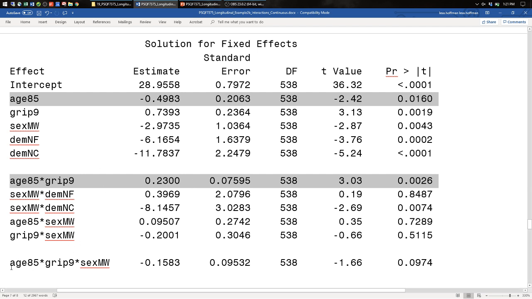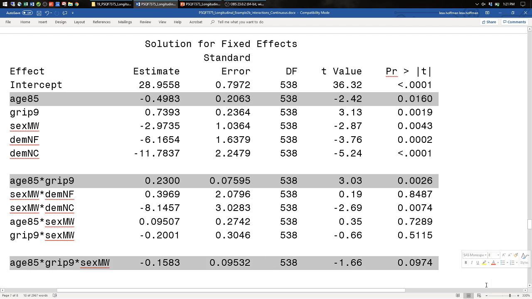Now we pick up the third one. And I know this isn't significant, but just play along as if it were, because I want you to know what to do with the numbers. So the 3-way interaction moderates the 2-way. So I would say the 2-way interaction of age by grip is less positive in women by 0.15.